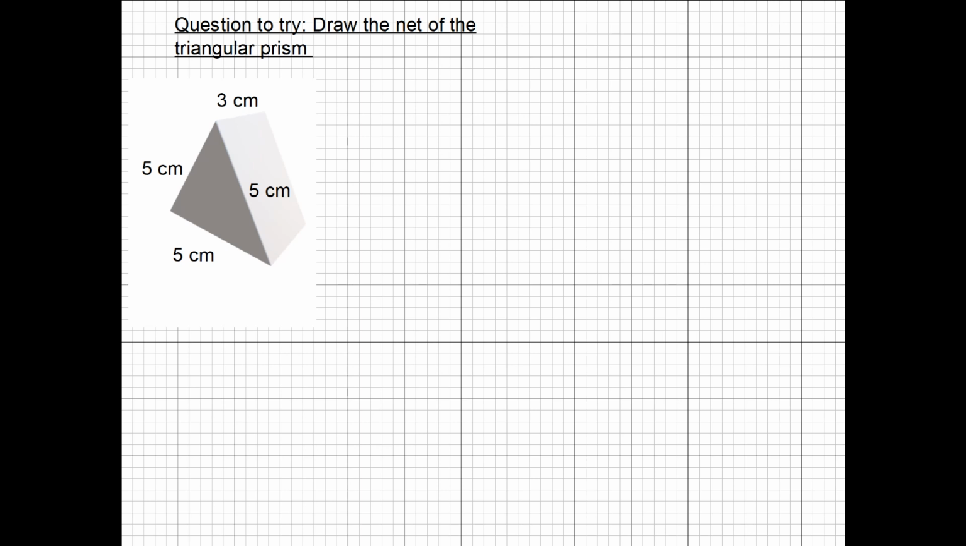Here's a trickier question for you to try. I'd like you to have a go at accurately drawing the net of this triangular prism. Please pause the video now and have a go, and when you're ready for the answer, press play. Here is the answer. Your net should look something like this.